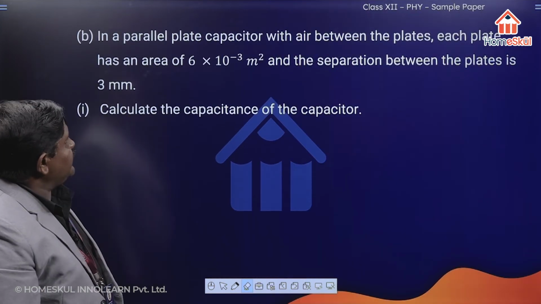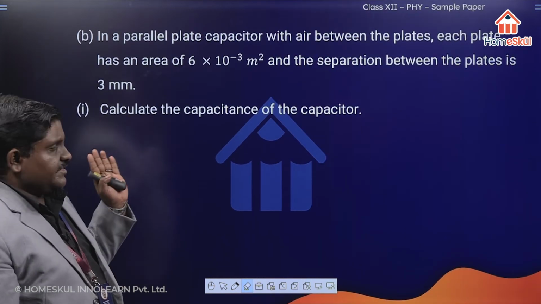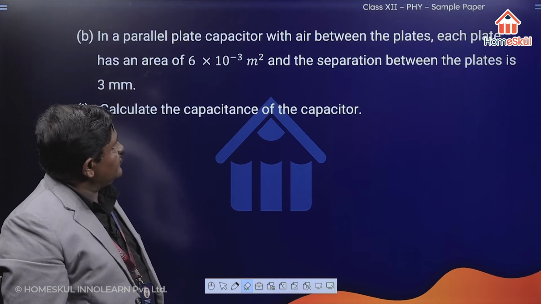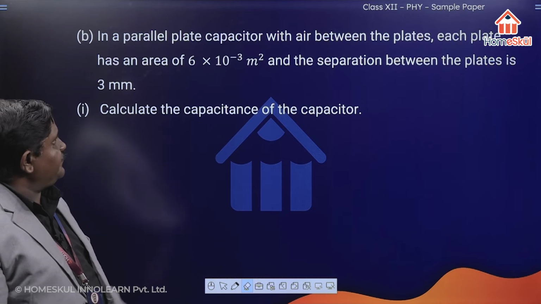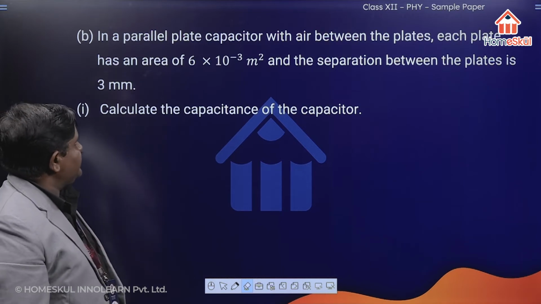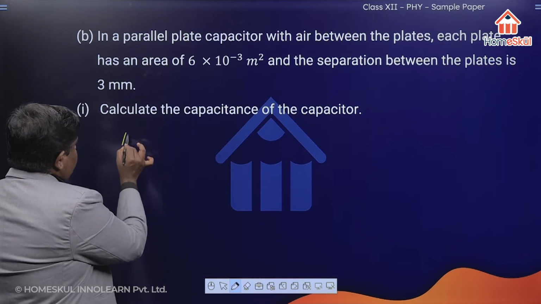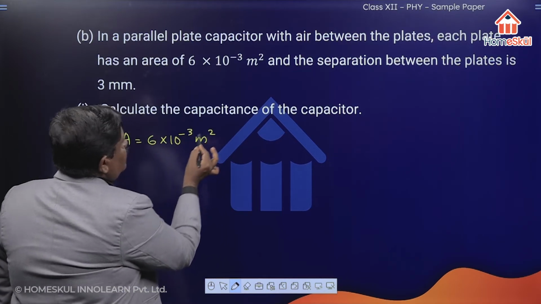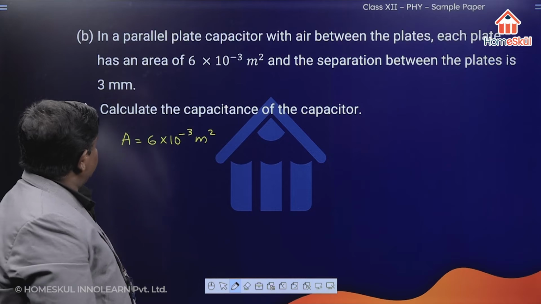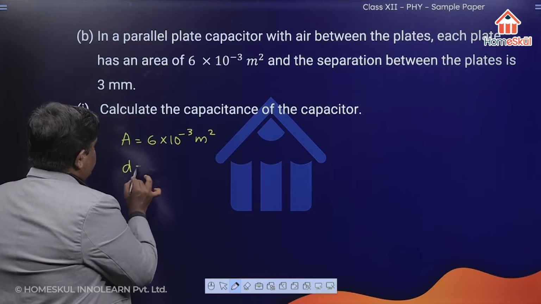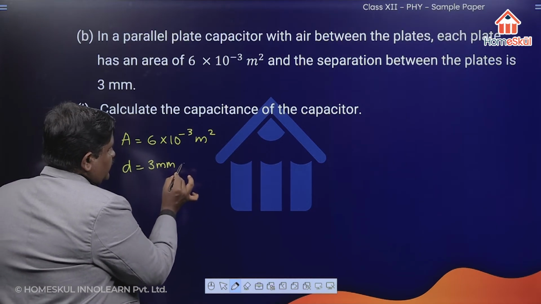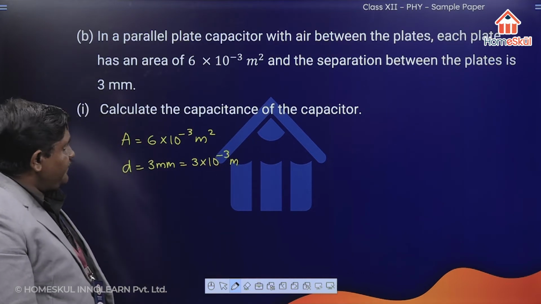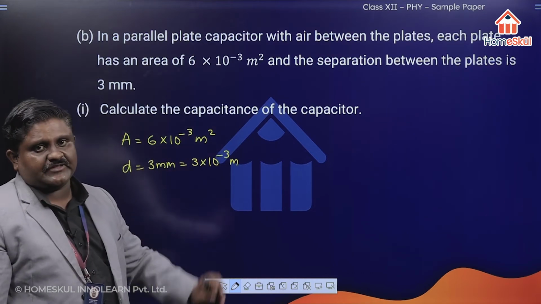In a parallel plate capacitor with air, this is the second question, sub question B. In a parallel plate capacitor with air between the plates, each plate has area A equal to 6 into 10 raised to minus 3 meter square, and the separation between the plates is 3 millimeter, that is d is equal to 3 into 10 raised to minus 3 meter. Calculate the capacitance of the capacitor.